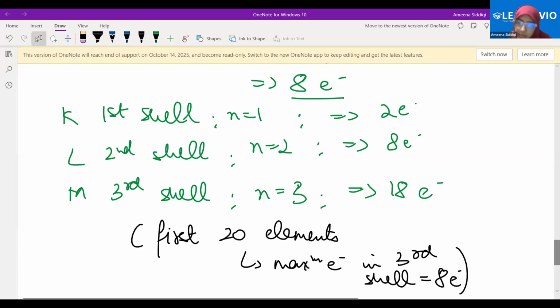As we move on to the next series of elements, from the 21st element onward, the maximum number of electrons that could be present in the third shell will be 18. But if you are restricted to the first 20 elements, the maximum number of electrons that could be present in the third shell is 8 electrons. Is it fine, all of you?